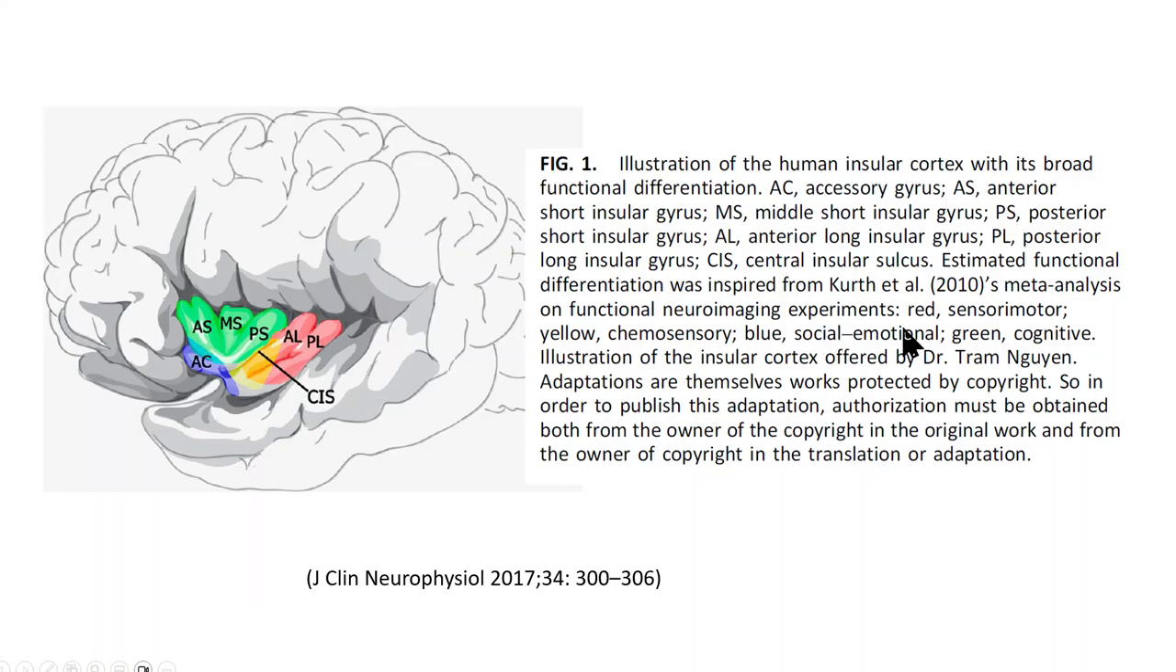Yellow is chemosensory, so that's kind of your smell. Blue is social emotional, right there on the anterior part, and green cognitive. So the anterior part of the insula is kind of more for dealing with social cues, and the posterior part of the insula is picking up all this stuff from inside your body, as well as what you smell and taste.